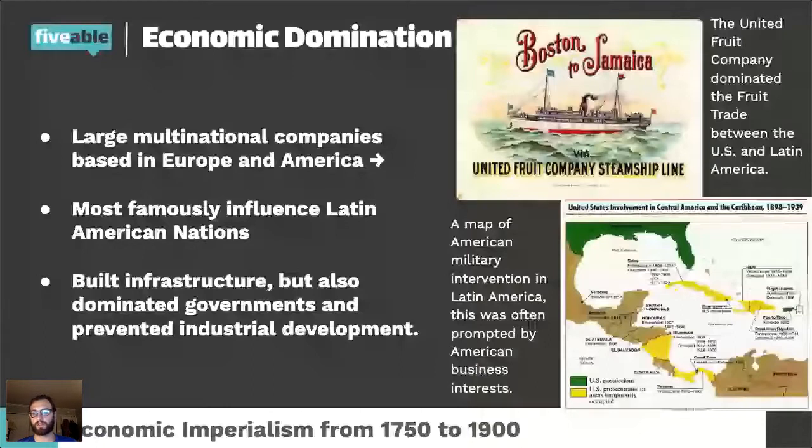Didn't the Dole Company help take over Hawaii? Yes, the Dole Company played a fairly large role in the overthrow of Queen Liliuokalani of Hawaii. They didn't totally do it all by themselves, but they played a pretty big role. So imperialism also takes on the form of economic domination.